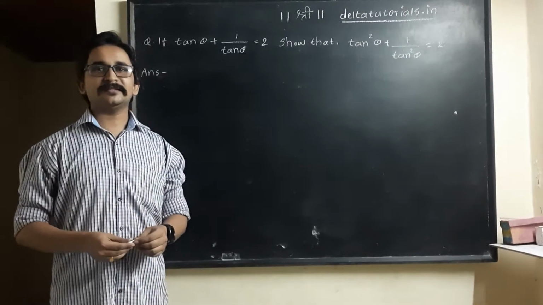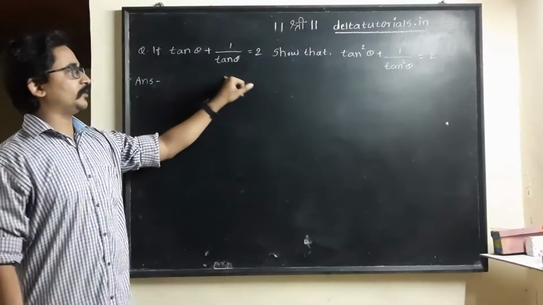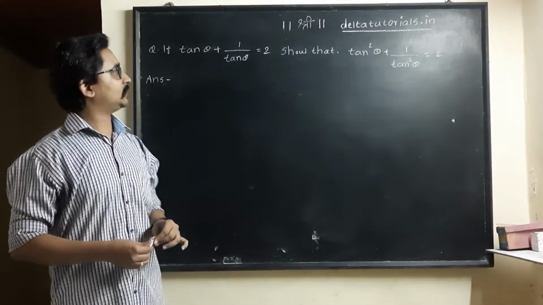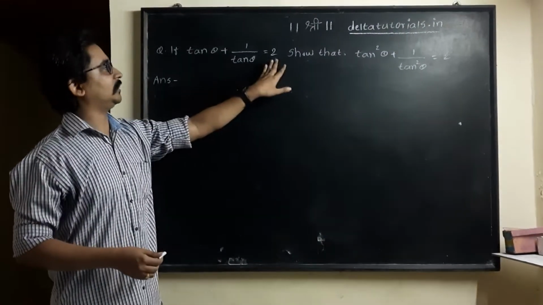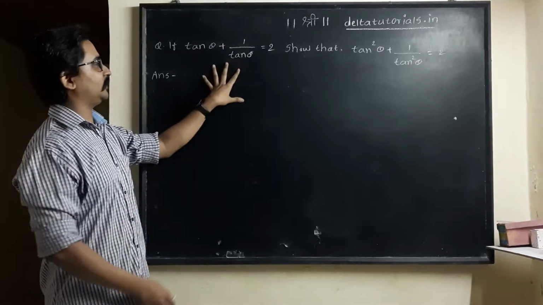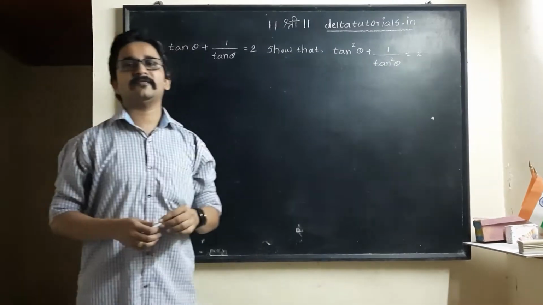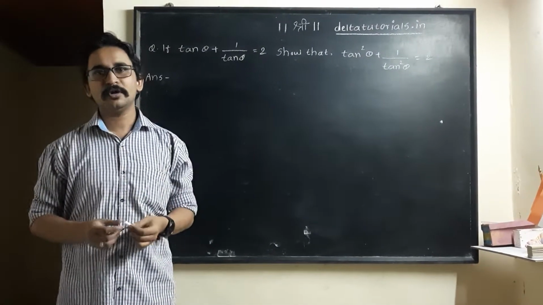Hi, in this video, we are going to see this particular type of problem where it is given that tan theta plus 1 upon tan theta equals 2, and from this given expression, we need to prove that tan square theta plus 1 upon tan square theta is equal to 2.